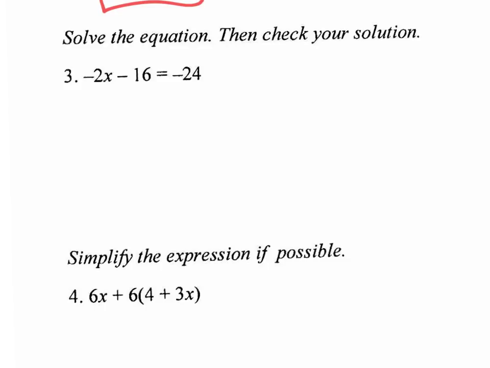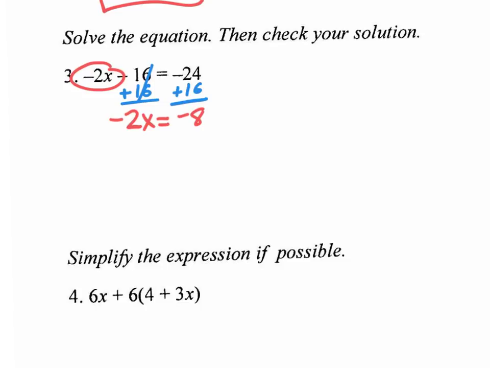So we're going to get rid of that minus 16 first by doing the opposite of minus 16, plus 16. And what I do to one side, I do to the other side to maintain the balance. So negative 24 plus 16, we get negative 8. And then we bring down what's left over. There's a negative 2x left over. Bring down the equal sign. And here's my new equation in red. Negative 2x equals negative 8.